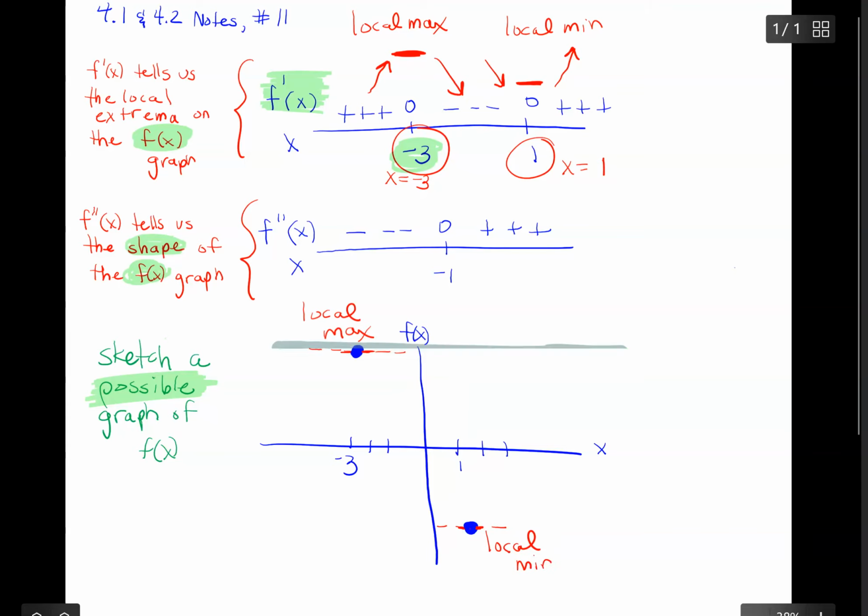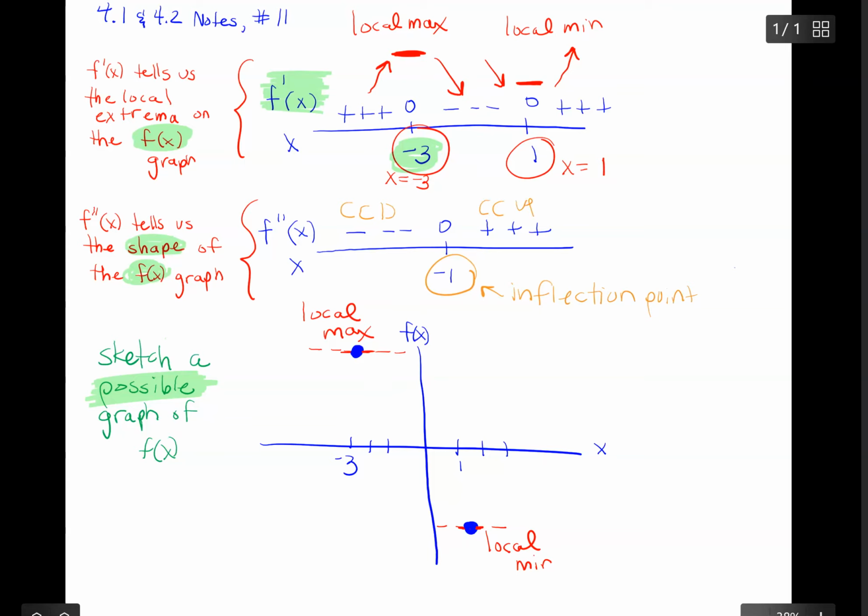I'm going to erase these guidelines. Now I need to plot my inflection point. My inflection point is where my concavity changes. And I can see my concavity changes from concave down to concave up when x is -1. So I can put that inflection point anywhere on this green line between my local max and my local min. You have some freedom where to place it, but it has to line up with the input -1, and it has to be between those local extrema. So let's put it right here. Okay, and I'm going to label that as my inflection point. That's where my concavity is changing.